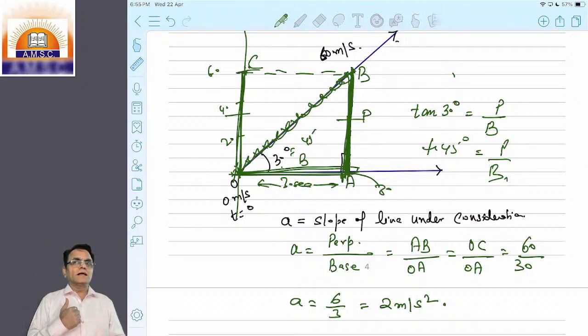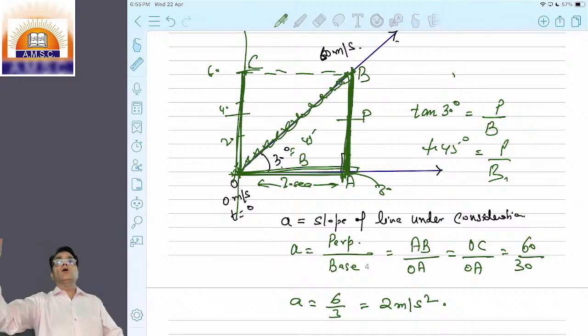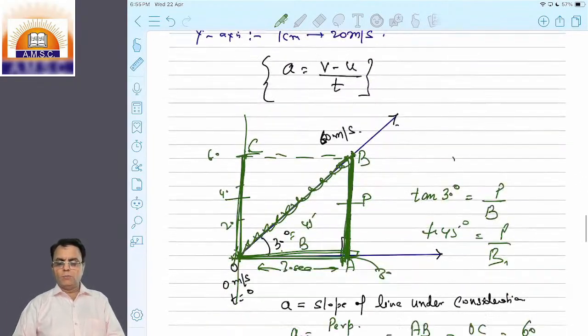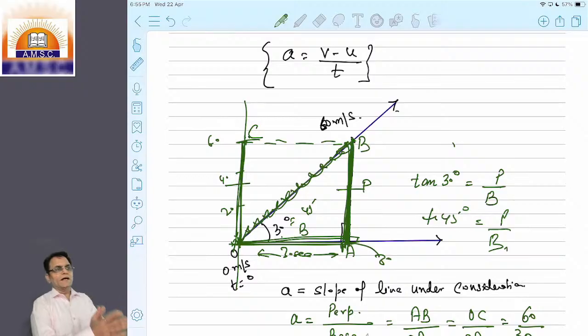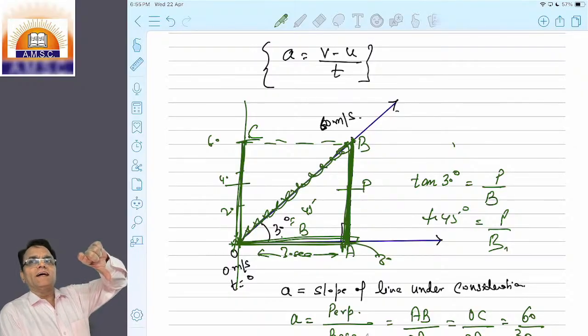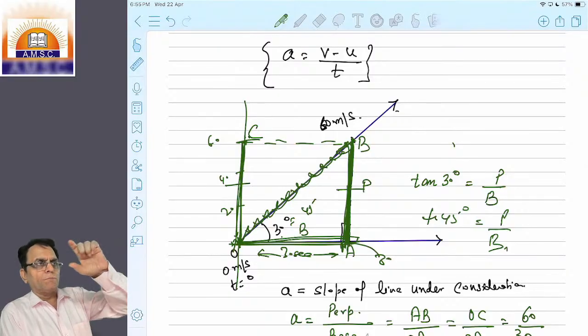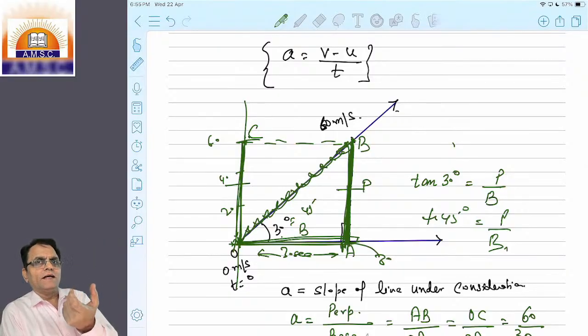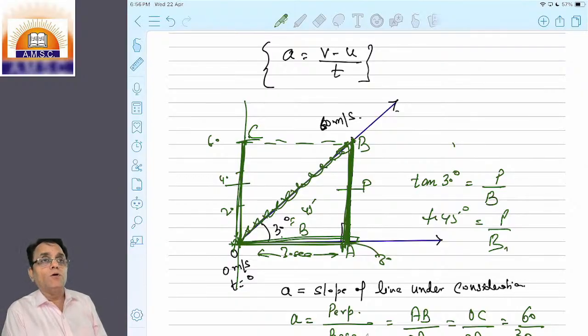मुझे एक्सेलरेशन कहां तक निकालना था, I was interested to find out the acceleration when the velocity of the object was 60 meter per second. तो what I will do, आई होप इतना क्लियर है, पहले तो सबको ये बताओ. Then in that case I will create that particular line as a part of the hypotenuse of the right angle triangle, and then using the concept of perpendicular upon base, I can easily find out the acceleration. तो एक्सेलरेशन का फॉर्मूला क्या आएगा, AB by OA, AB by OA.